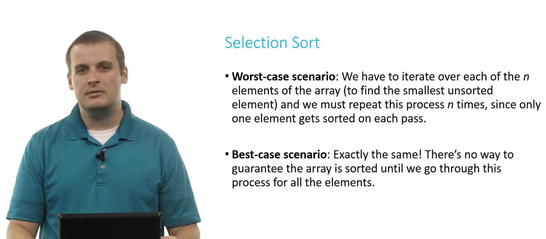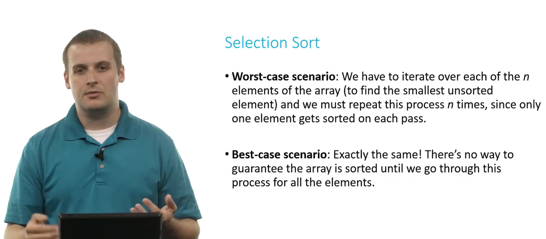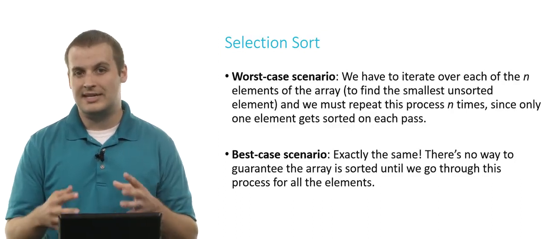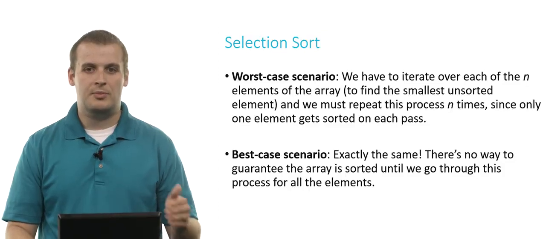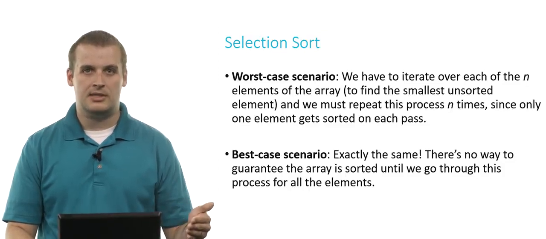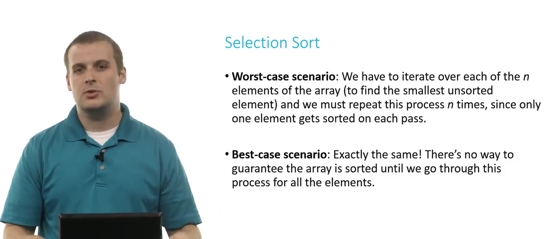What's the best case scenario? Well, it's exactly the same, right? We actually have to still step through every single element of the array in order to confirm that it is, in fact, the smallest element. So the worst case runtime, we have to repeat a process n times, once for each of n elements. In the best case scenario, we have to do the same.